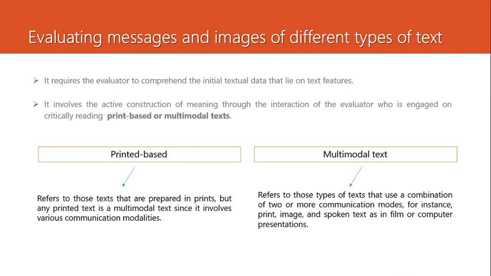Hence, we can say that multimodal text refers to those types of text that use a combination of two or more communication modes. For example, the print, image, and a spoken text as in film or computer presentations. So, we can consider those as multimodal text. Actually, what we are doing right now, the PowerPoint presentation, is considered to be a multimodal text.